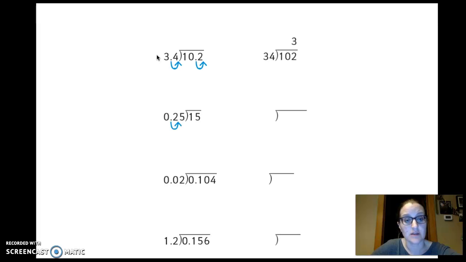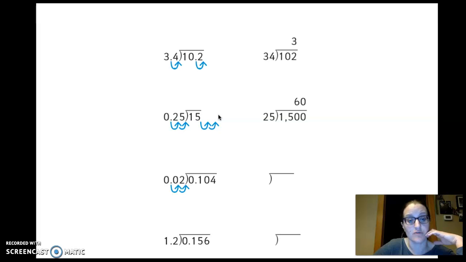For the next one, they move 0.2 over twice to make 25. Now what they do to one, they have to do the other. 25 divided by, and there's no decimal here. You can see there's no decimal. So what they do is they bump it over twice, and then it becomes 1,500. Now the next one, and that is 60.